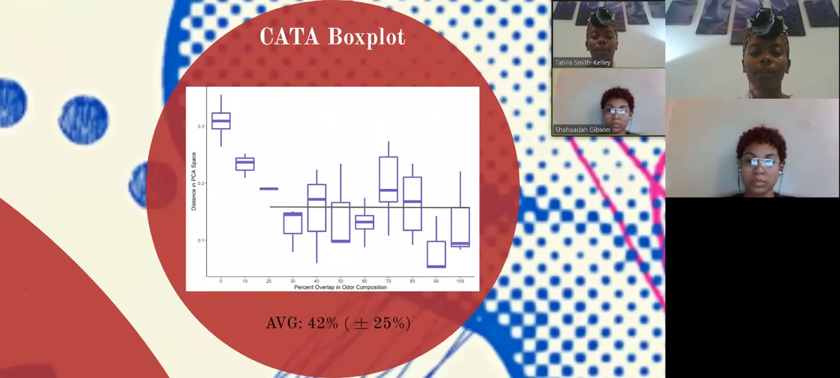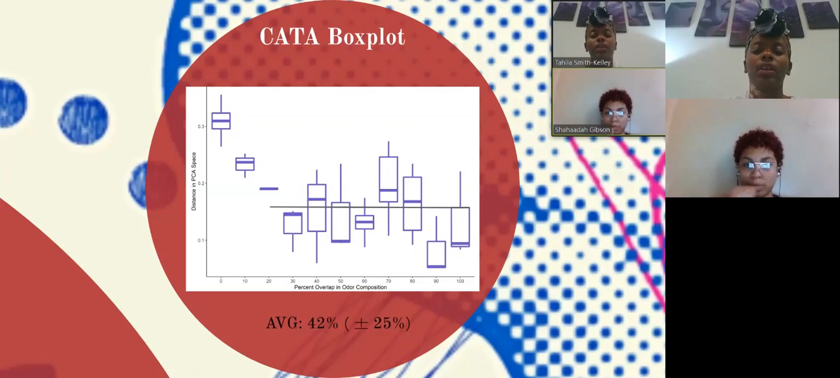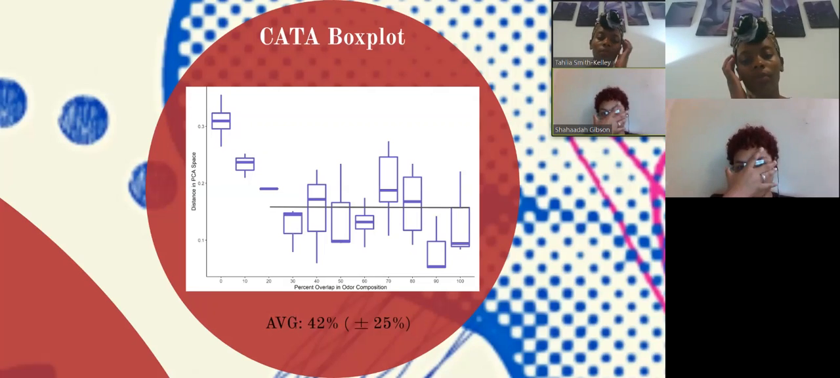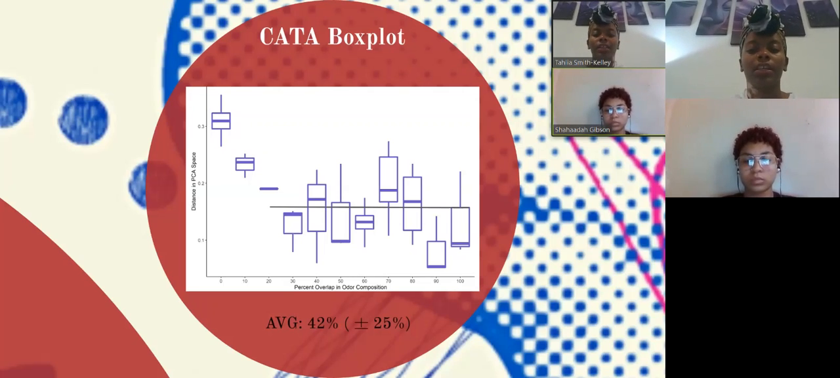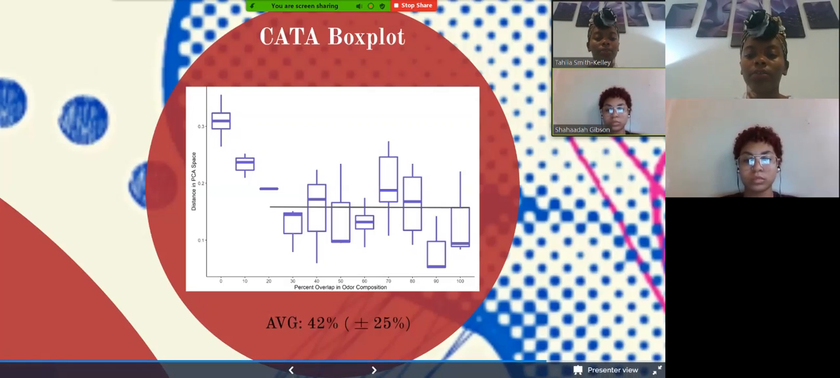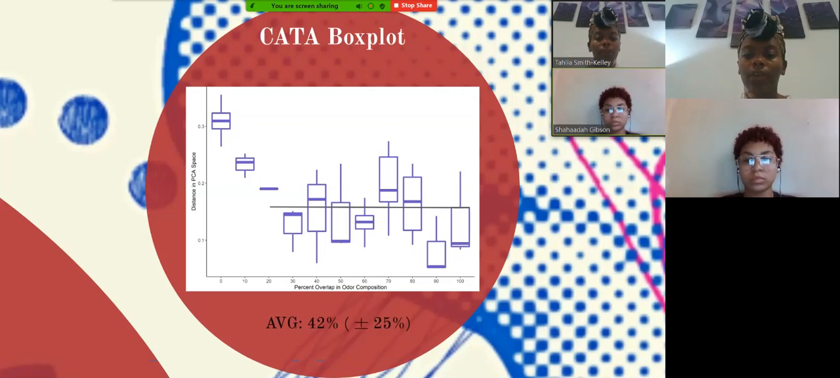Here is a CATA box plot of the first method that we used. Here we can see the percentage overlap on the x-axis and the distance in PCA space on the y-axis. You can obviously see a difference between the distance at 0% mixture overlap and at 100% overlap. And from left to right, as we work from 100% mixture overlap down to 0%, we're able to see a greater difference in distance by the time we reach the 20% mixture overlap.